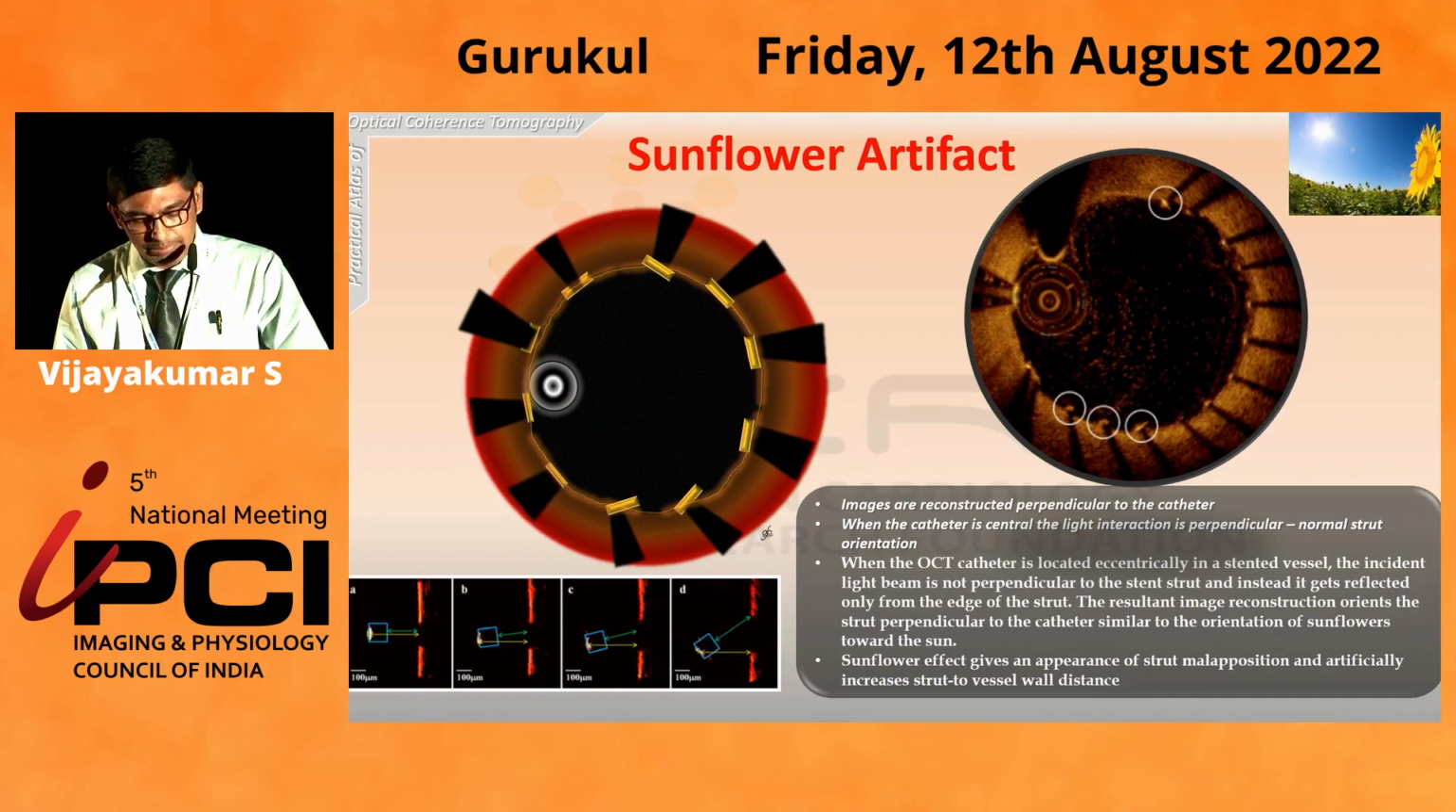What is the clinical implication? That gives an appearance of stent malposition that artificially increases stent to vessel wall distance.